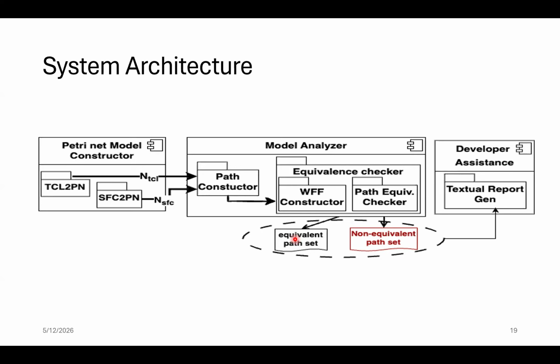Our verification framework is a pipeline that ensures the migrated SFC preserves the original TCL behavior. For this purpose, we converted the TCL to a Petri net and the SFC to a Petri net, and then used the path constructor and the equivalence checker. In the equivalence checker, the check is that for each path in the TCL, there exists an equivalent path in the SFC and vice versa. So we have to interchange this now, and it gives the equivalent set of paths and the non-equivalent set of paths.